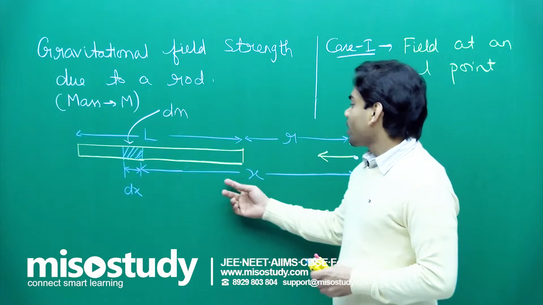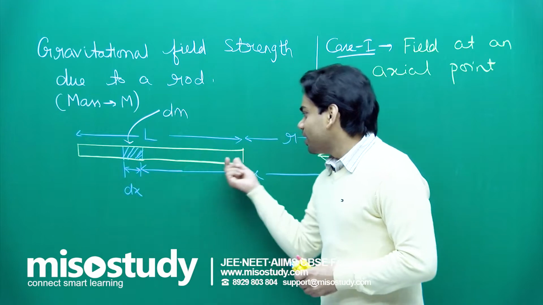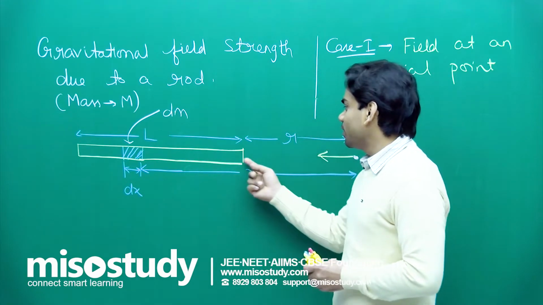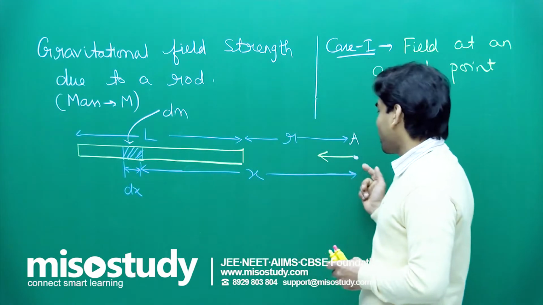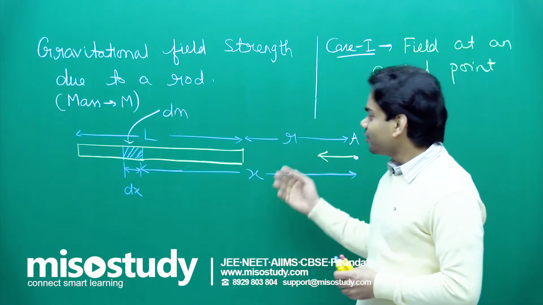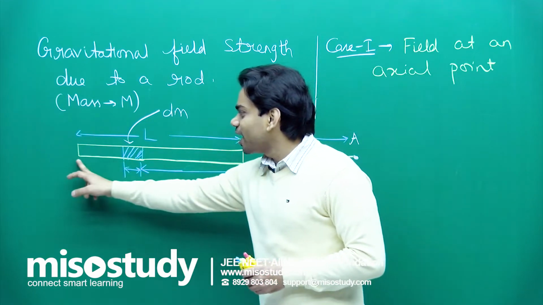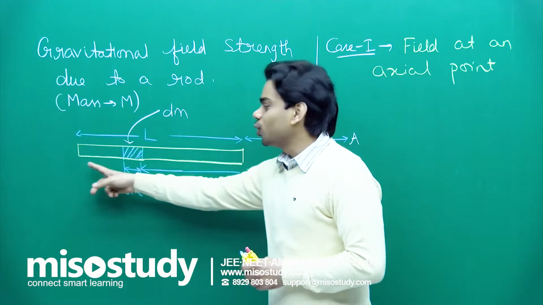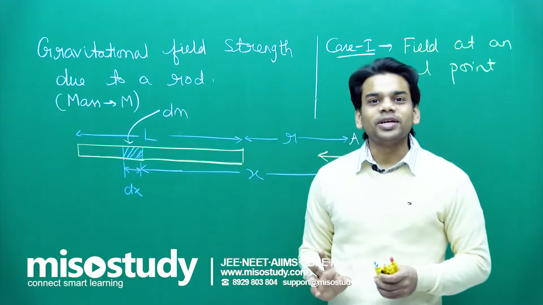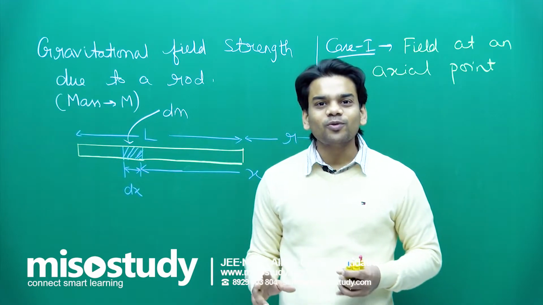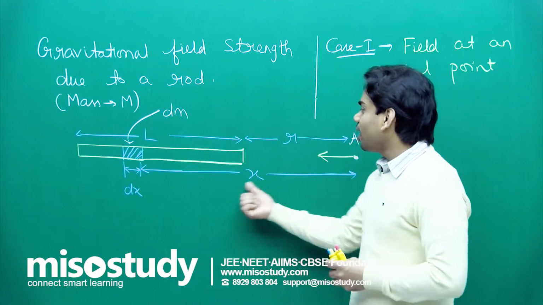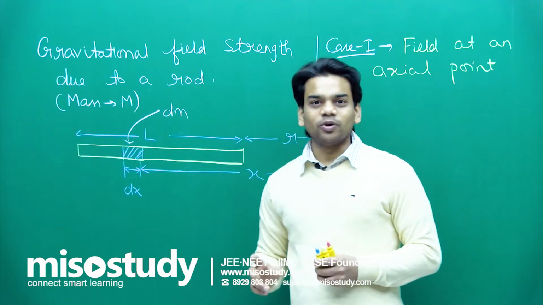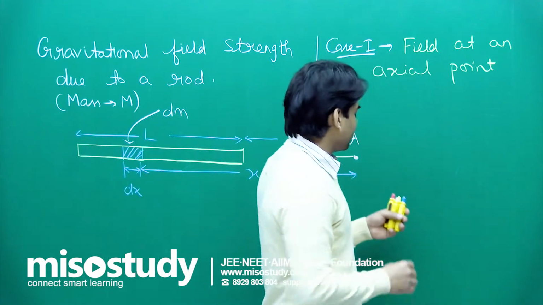You see here, when this part will lie at this end, x will be equal to small r, because we have to find for this point A, and when this part will be lying here, then x will be equal to L plus r. So we got the limits. To cover the entire rod, you have to vary x from small r to L plus r. This is what you have to do. Now you see here, let's go ahead.